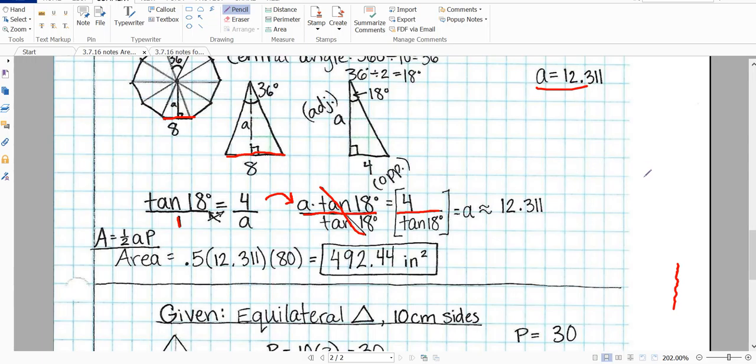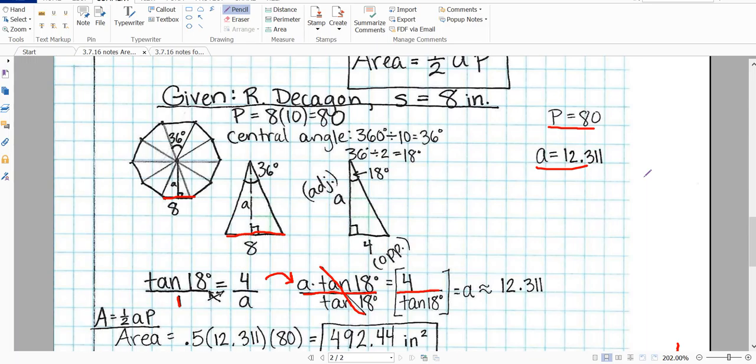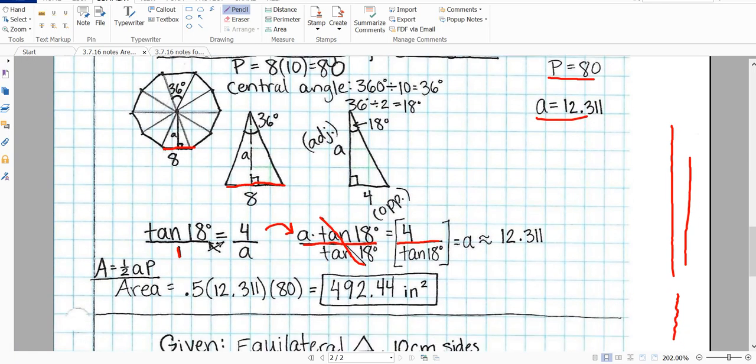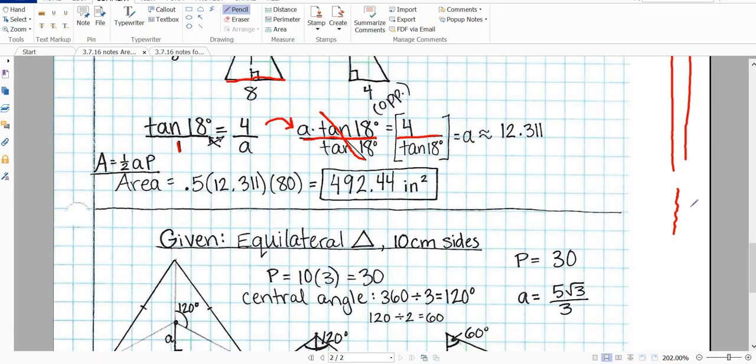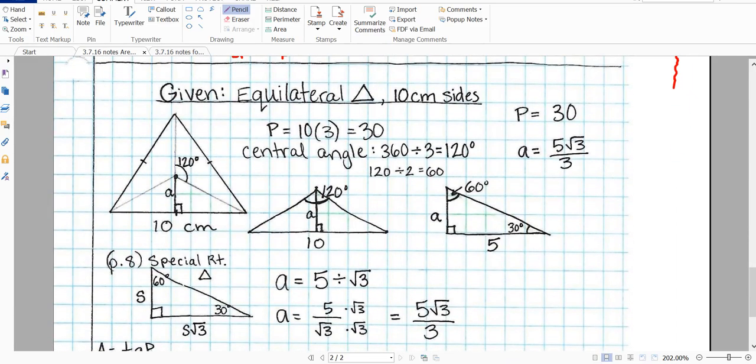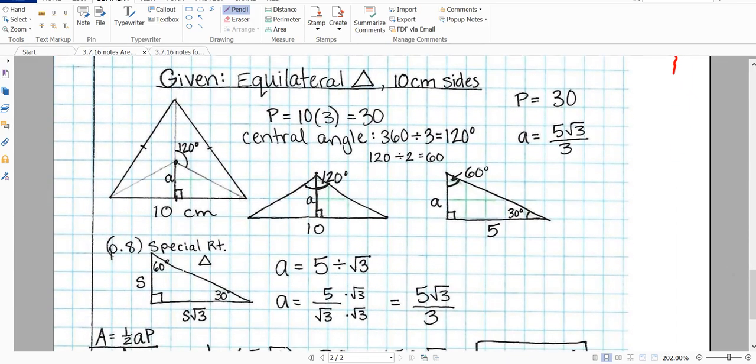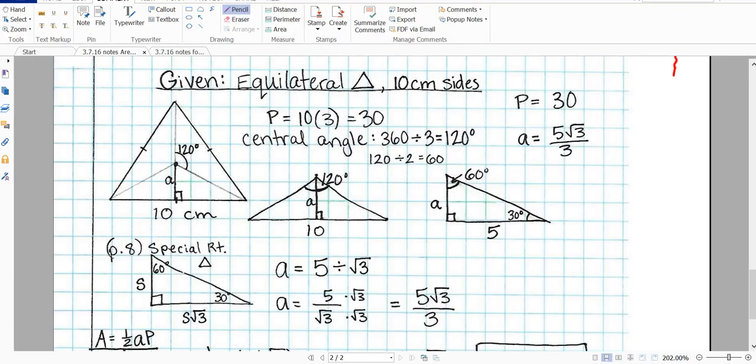And now we have our perimeter and apothem. Plug those in, and the area is equal to 1/2 times, here's our apothem, and here's our perimeter. So there's our final answer, 492.44 square inches. Alright, last example, and then you're going to be brilliant at this.